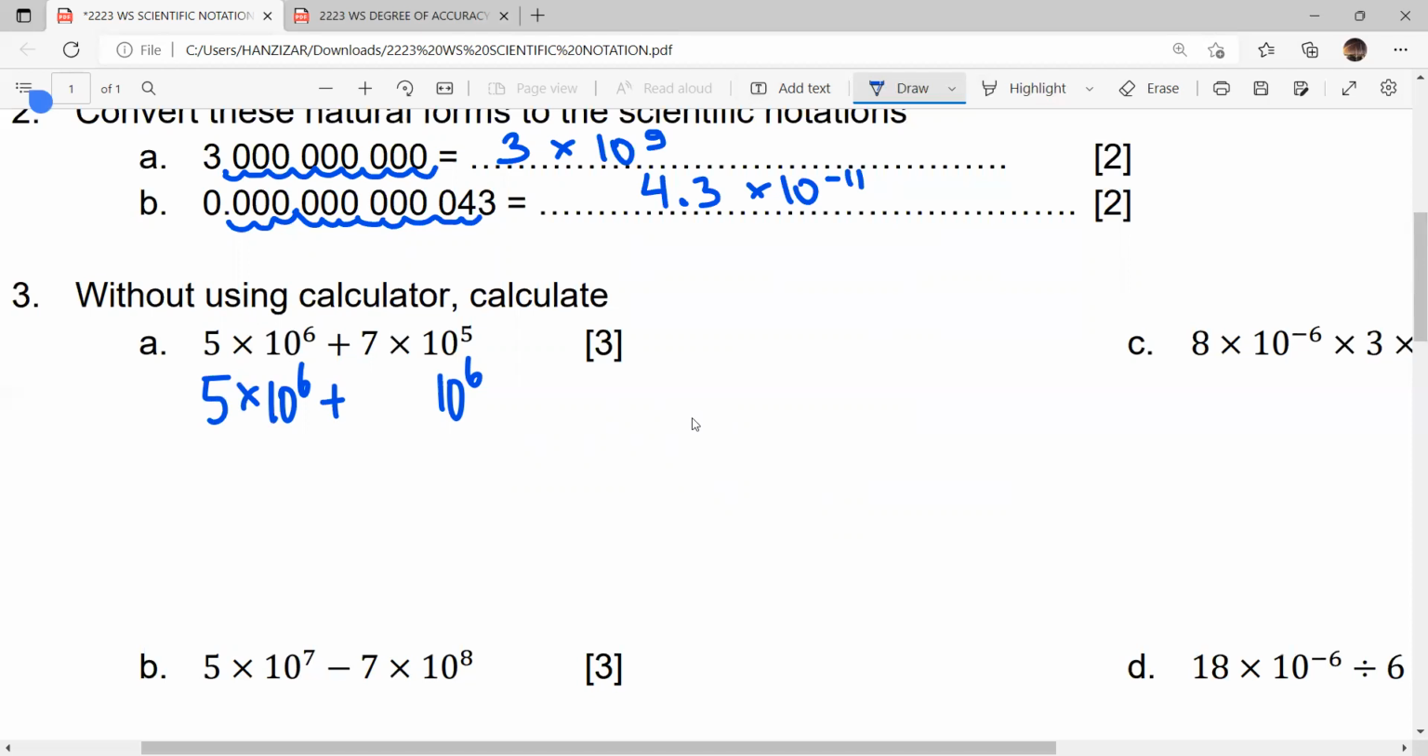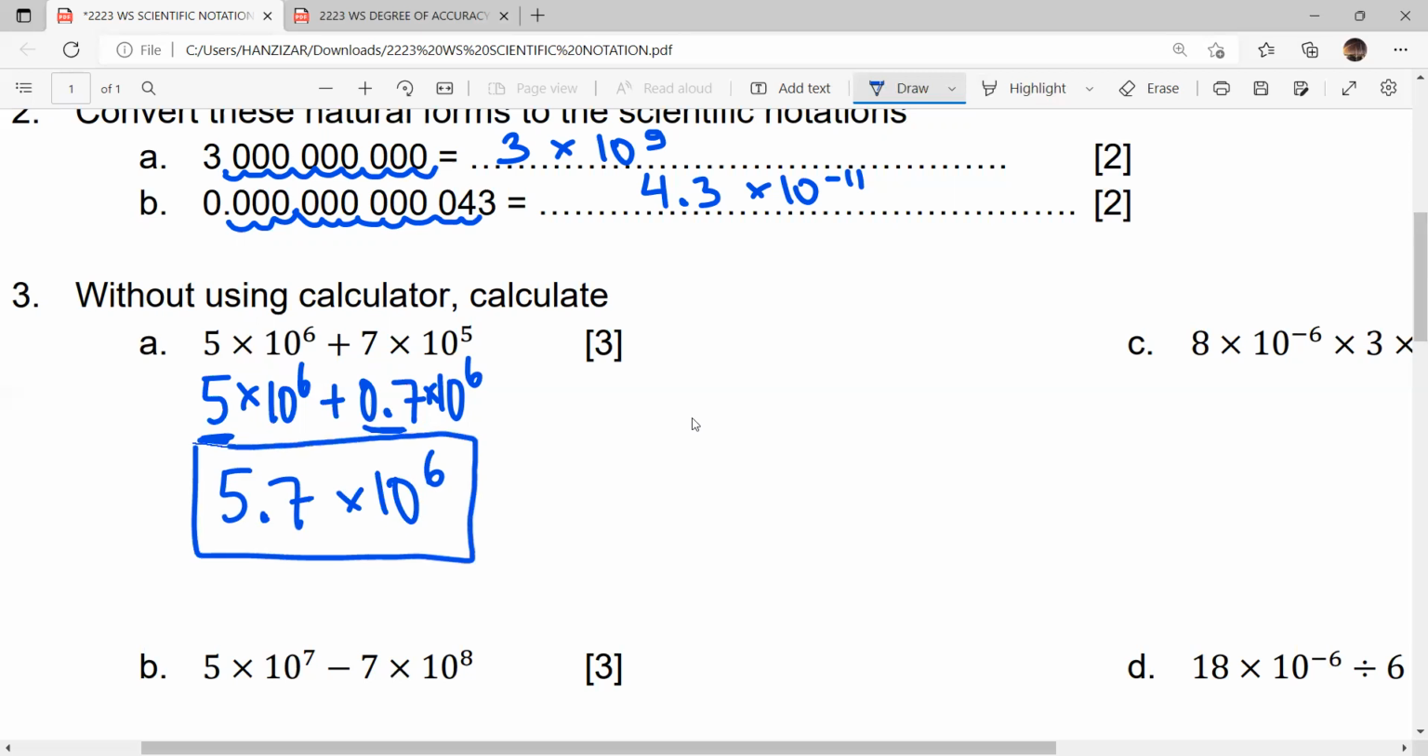Look at this. Now this is the challenging part. You increase the power of 5 to 6. It means that you increase by 1. So to compensate for the increase of the power, you have to decrease the number by one decimal place. So this goes left 1. So 0.7, right? Times 10 power 6. And then we have the same power right now. So just add the number, 5.7, right? Times 10 to the power of 6. Just 5 plus 0.7. Again, without calculator. If you want to use a calculator, again, it's up to you, but you have to provide the worksheet.